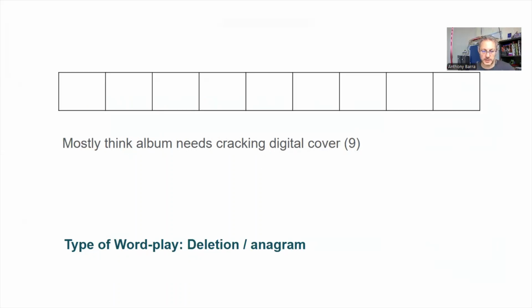Mostly think album needs cracking digital cover, 9 letters. There's a lot going on here, so let's take a look. So mostly think could be most of the word think. So mostly think is, we're going to take the T-H-I-N and the word album. So mostly think album. This needs cracking. So these 9 letters, T-H-I-N-A-L-B-U-M, needs cracking, which means it needs some rearranging.